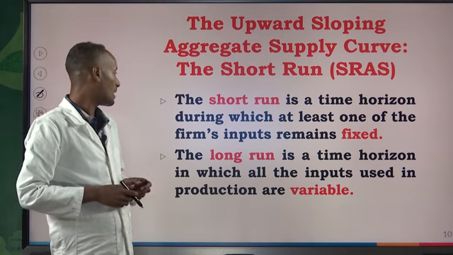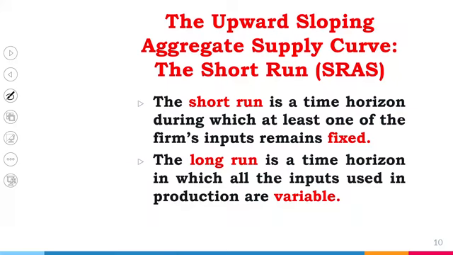The short run is a time horizon in which the quantity of at least one of the inputs used in production remains fixed. Fixed inputs are those inputs whose quantity does not vary as the level of output varies, and variable inputs are those inputs whose quantity does vary as the level of output varies. So in the short run, the quantity of at least one input remains fixed. But in the long run, all the inputs used in production are variable. Now let's see the short run aggregate supply curve, SRAS.